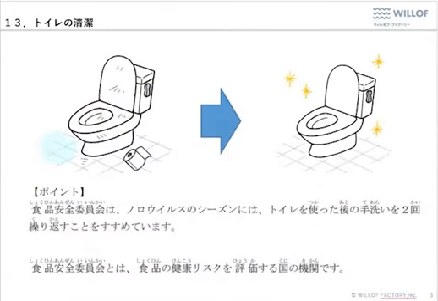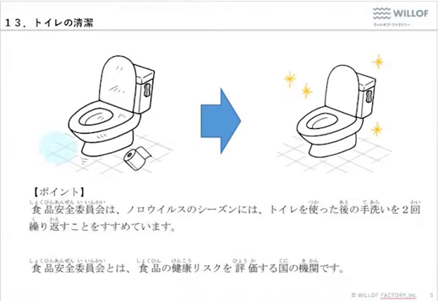Number 13. Toilet cleanliness. Toilets are the dirtiest areas. Dirty toilets can also cause food contamination. Toilets used by many people should be cleaned daily. Also, in order not to bring microorganisms into the workplace, change to dedicated footwear in the toilet. And after using the toilet, be sure to wash and disinfect your hands in the prescribed way.